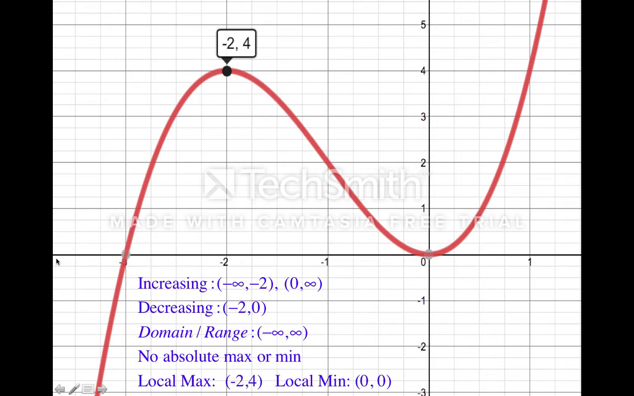The domain is all real numbers because there are no endpoints. There's no absolute max, goes off to infinity. No absolute min, goes down to -infinity. This is my xy notation. This is the coordinate pair -2, 4 as a local max, and the coordinate pair 0, 0 as a local min.